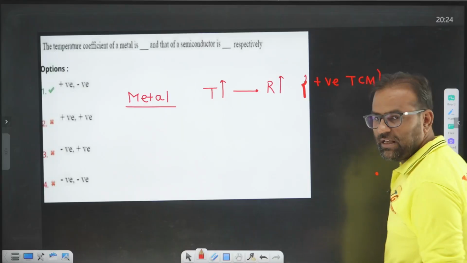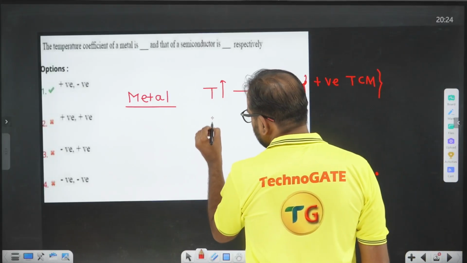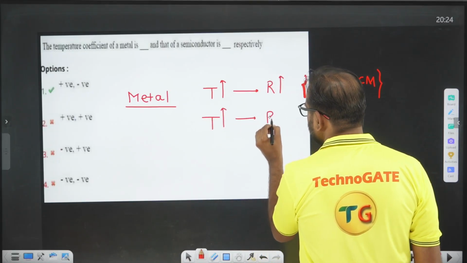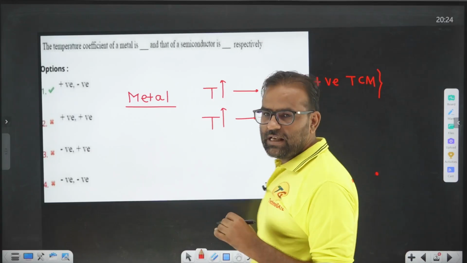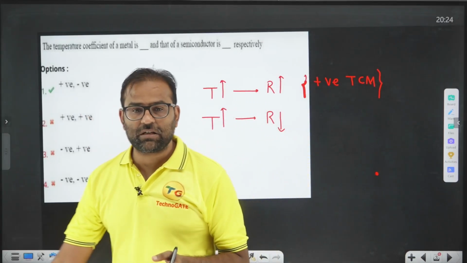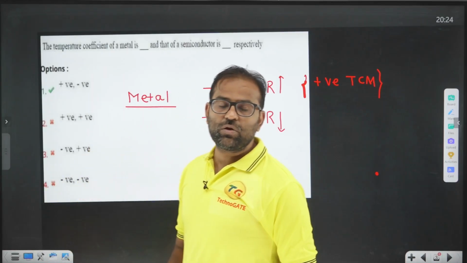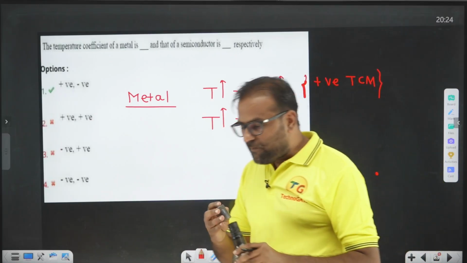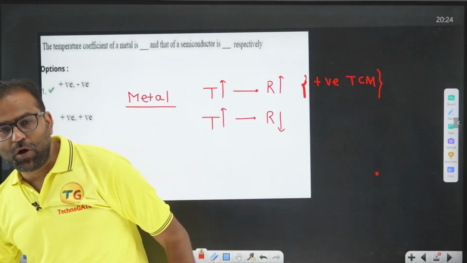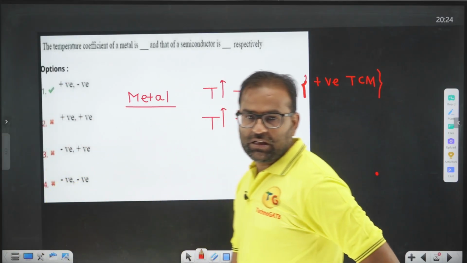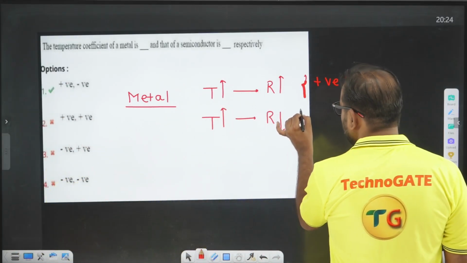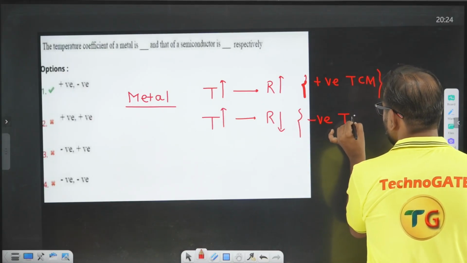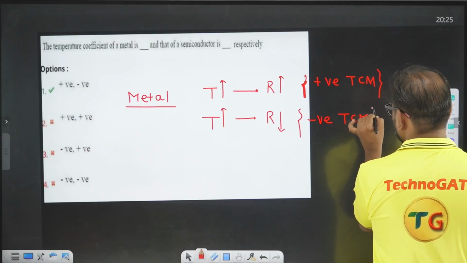I hope this is clear. If temperature is increased and resistance is decreased, this is the case of a semiconductor, because in a semiconductor we have covalent bonds. So when you increase the temperature, the covalent bonds will break, and due to the bond break, the resistance will decrease.